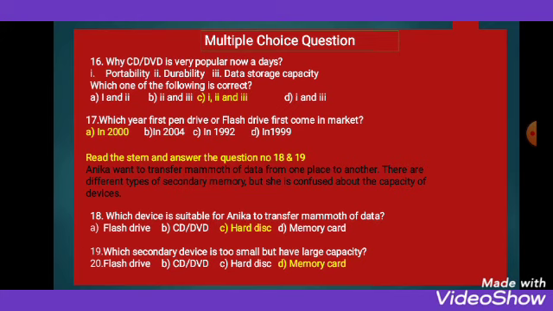Now see the question. Number 18, which device is suitable for Anika to transfer a mammoth amount of data? Yes, hard disk is the correct answer because only a hard disk can carry a huge amount of data. Number 19, which secondary device is small but has large capacity? Can you guess? What is the answer? It will be memory card.